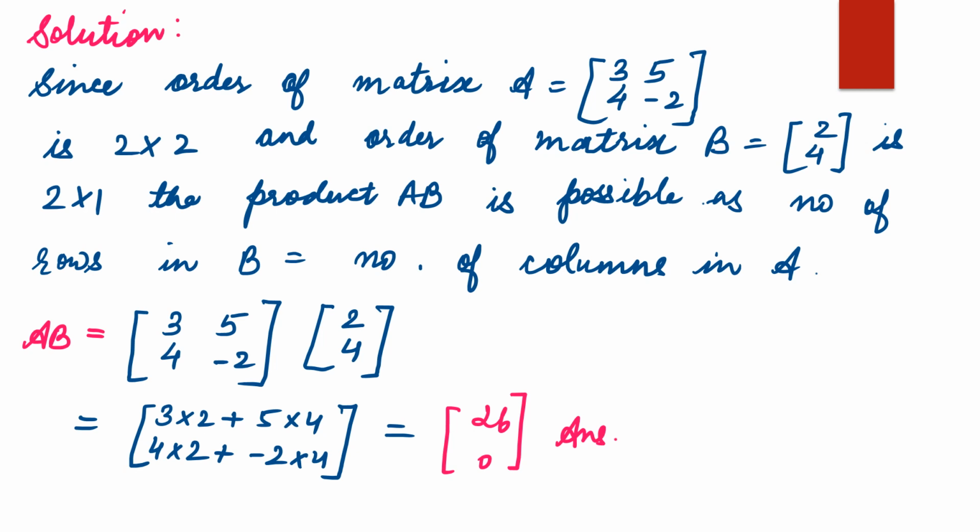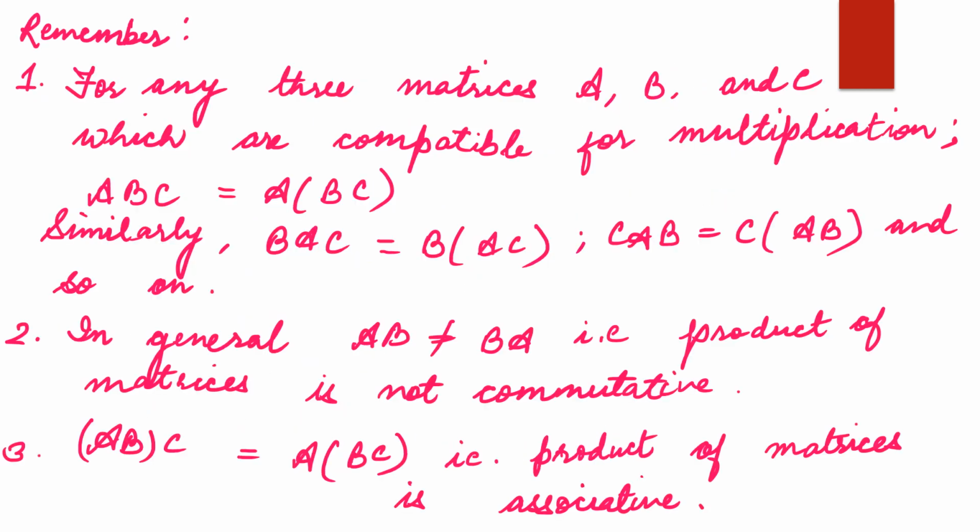It is fulfilling the condition, and therefore when we find matrix AB, we multiply and get the answer as 26 and 0, in one column. That is the answer. Now remember children, these are some important points which you should remember, because when you keep them in memory, you can solve some of the questions, and when you are in doubt, you can get the answers from this.